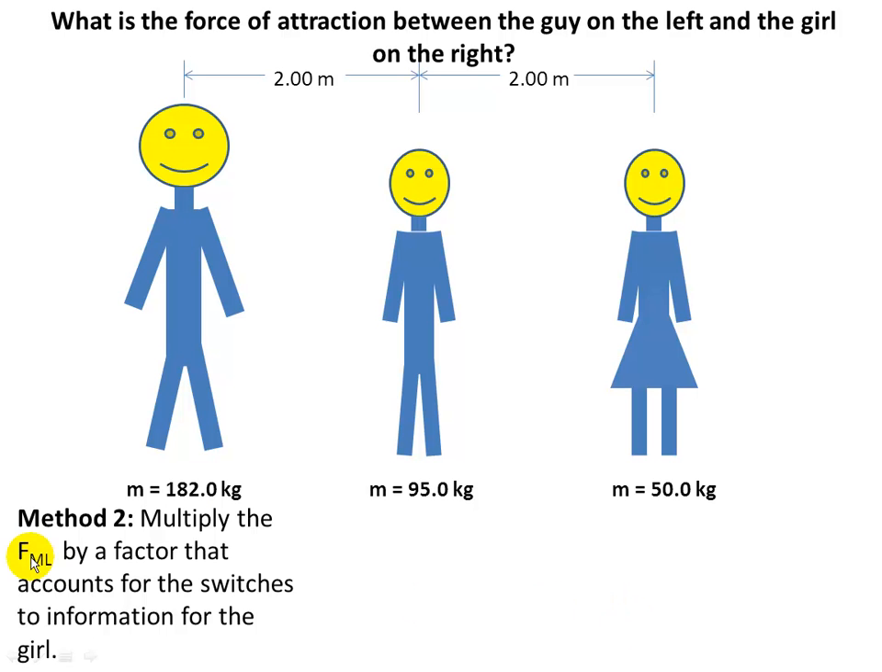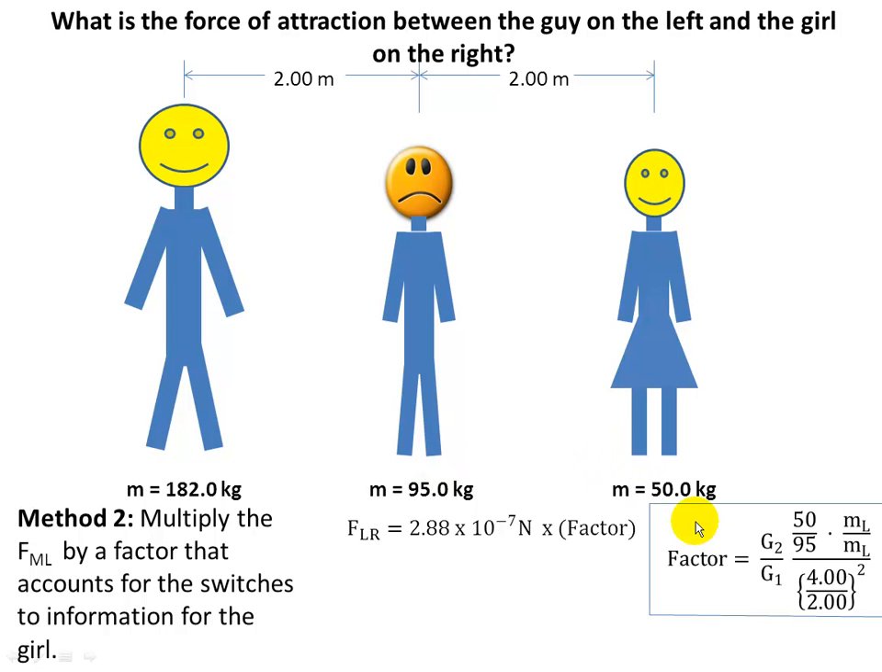This says multiply the force of attraction between the middle guy and the left guy by a factor that accounts for the switch in information for the girl. That means we already calculated the force of attraction between this guy on the left and the guy in the middle. But if I switch out the information for the girl instead of the information for the guy in the middle, then we should be able to get the same force of attraction between the guy on the left and the girl on the right. So here's the force of attraction that we did have between the guy in the middle and the guy on the left, and we're going to multiply it by a factor that accounts for the changes in information between what we had for the guy and what we have for the girl.